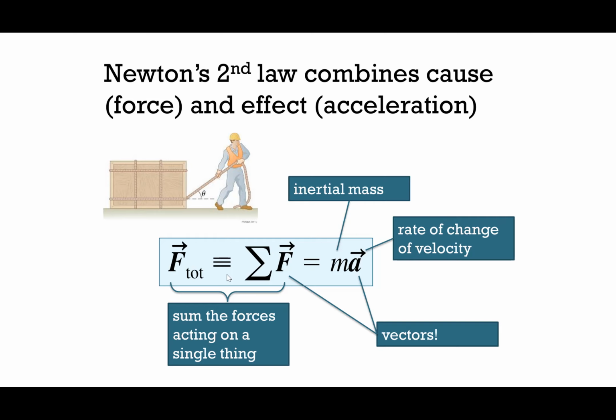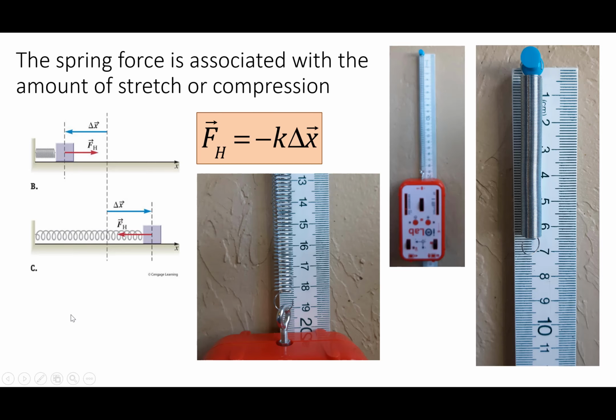I can do those kinds of problems, and we've done those kinds of problems in the past. So this is my inertial mass, the mass that's there. This is the rate of change of the velocity. My force is going to be in the same direction as my acceleration, and we get our sum acting on the forces. I need to bring up another type of force at this point.